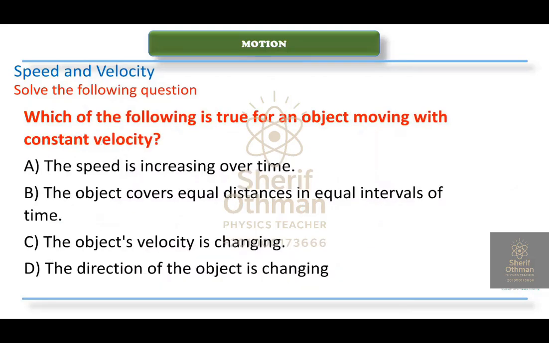Which of the following is true for an object moving with constant velocity? The speed is increasing over time. This object covers equal distance in equal intervals of time. The object velocity is changing. The direction of the object is changing. So the answer will be: the object covers equal distance in equal intervals of time.